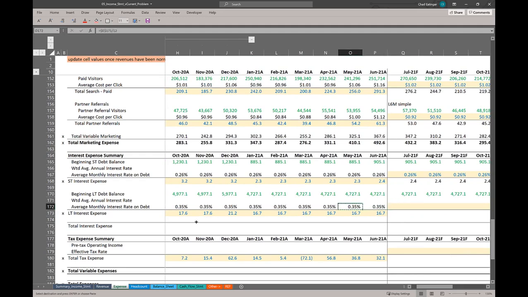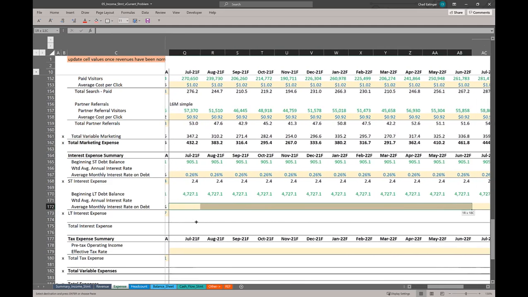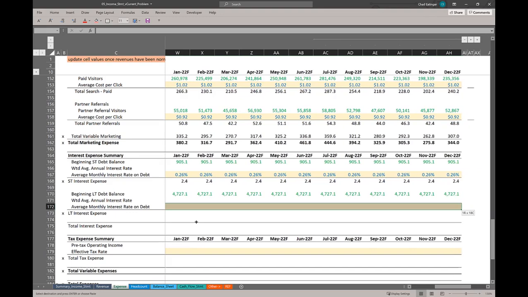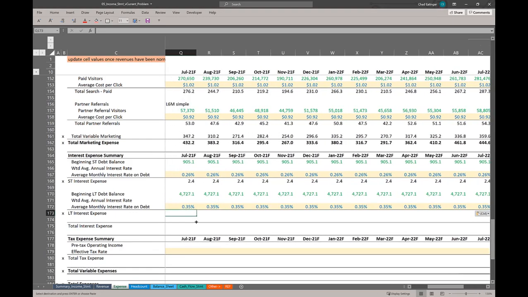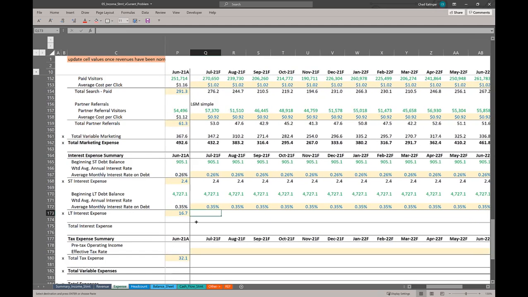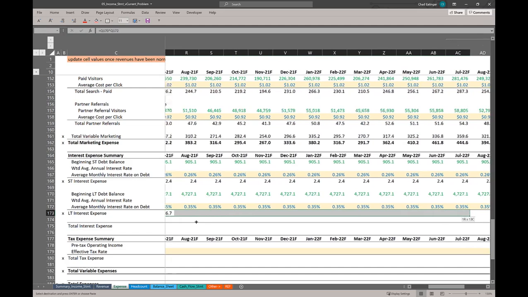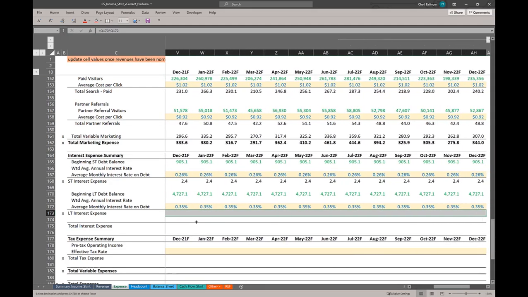Now we can come over to our forecast period. And again, let's make the assumption that the interest rates are going to stay roughly the same. So we'll copy the same equation across, paste special, formulas and number formats. Now back in our first forecast month, we're going to calculate our long-term interest expense: the debt balance times the monthly interest rate. And here we have our long-term interest expense forecast by month. Copy that across the same way we just did.